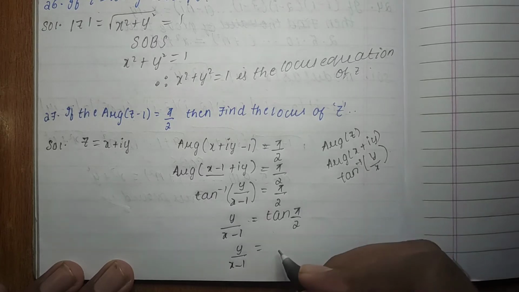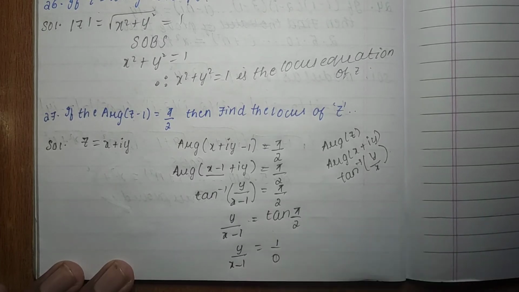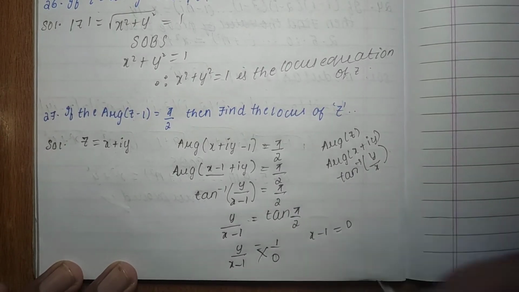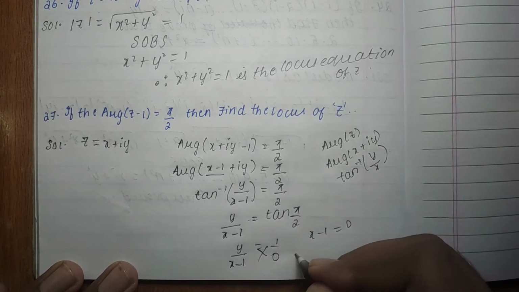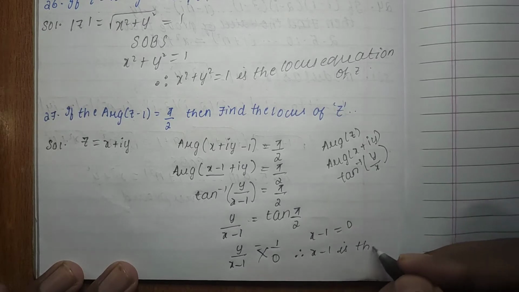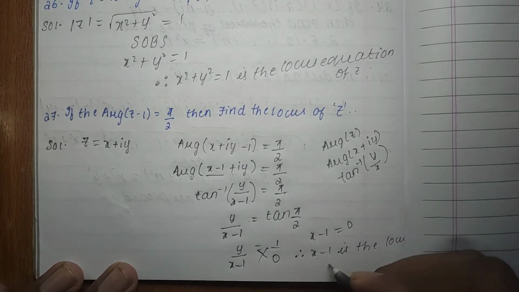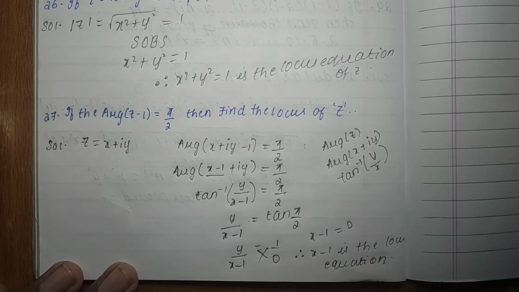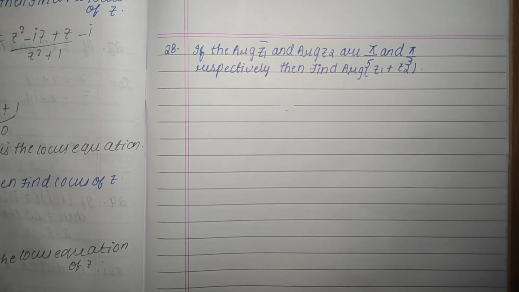Infinity can be written as 1 by 0. 1 by 0 is infinity, right? So cross multiply this. So x minus 1 is equal to 0 is the equation of locus. Therefore x minus 1 is the locus equation. That's it.